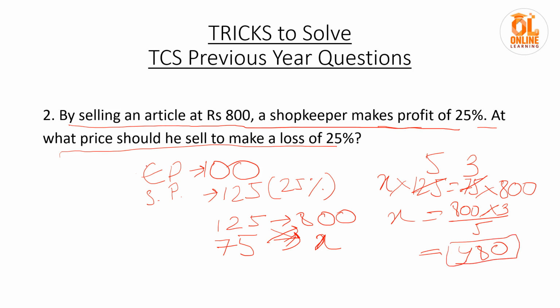What I have done? Assume cost price as 100, then as it makes a profit of 25%, I have taken SP as 125, and it is given the selling price is 800, so 125 is equal to 800, and if it makes a loss of 25%, then SP will be 75. So consider this as x, then just cross multiply, you will get your answer. So it will just take you 10 to 15 seconds to solve your answer. Now let us move to the next question.